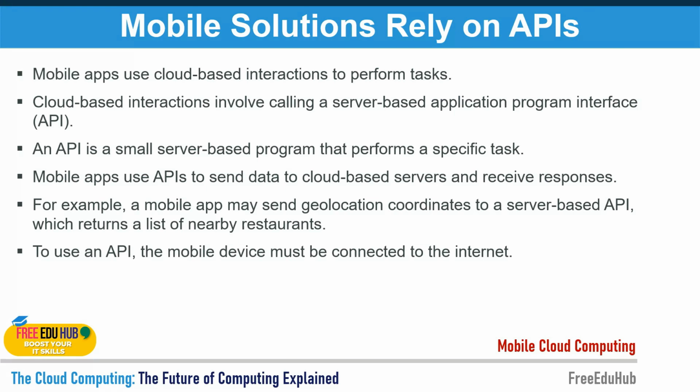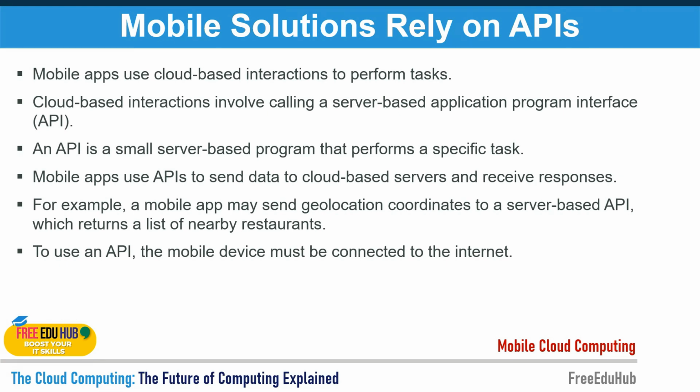An API is a small server-based program that performs a specific task, and the mobile apps use API to send the data to the cloud and server and receive the responses. For example, a mobile app may send geolocation coordinates to a server-based API, which in turn returns a list of nearby restaurants. So if you're searching for anything, like I am searching for a specific restaurant in my area, I'll type the name of the restaurant, and then you'll type in nearby or near me. It would automatically show the restaurants which are nearby for that specific niche that you're looking for.